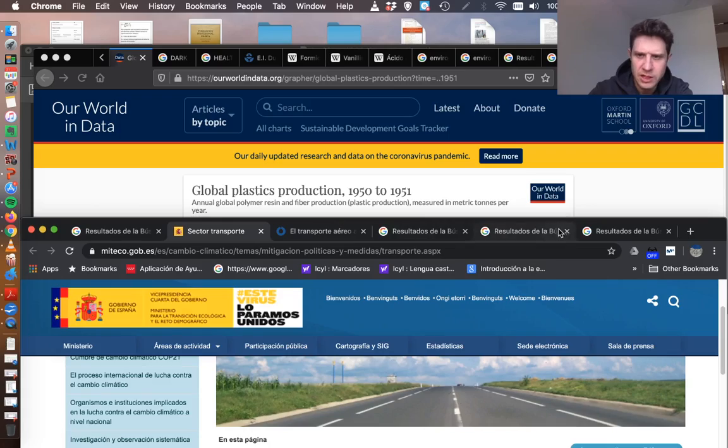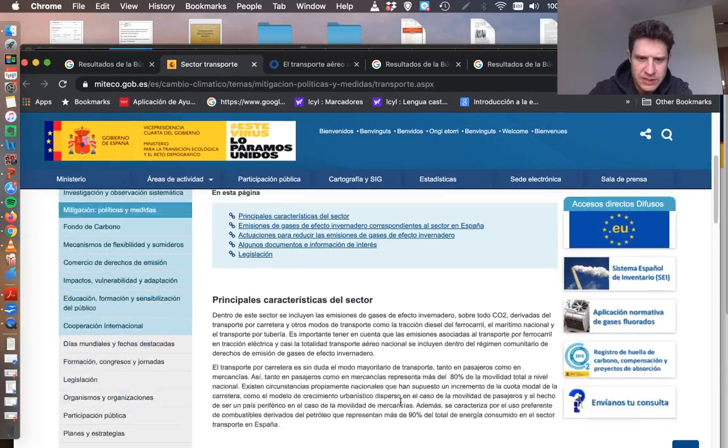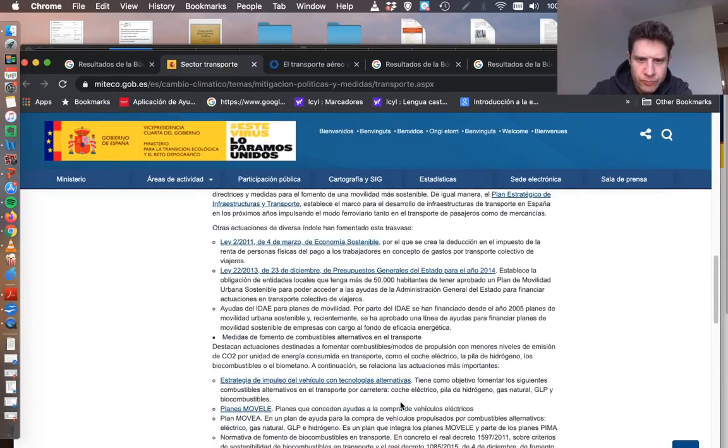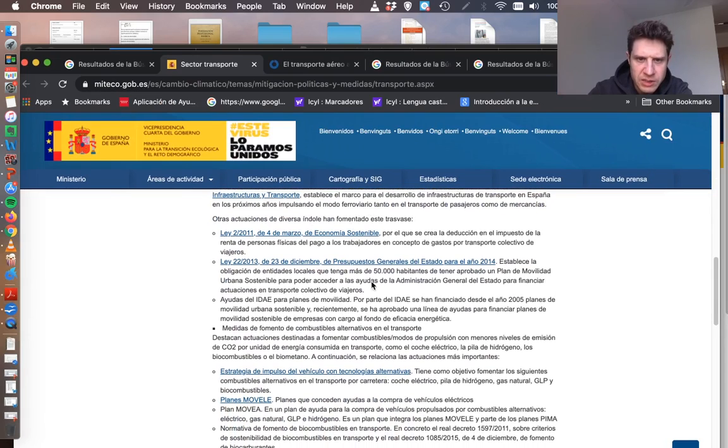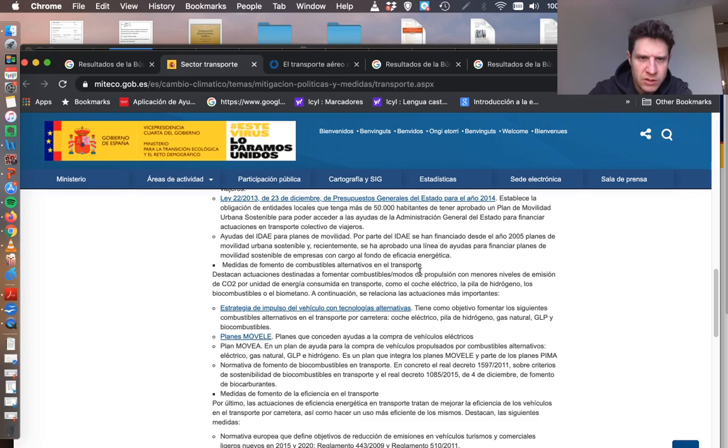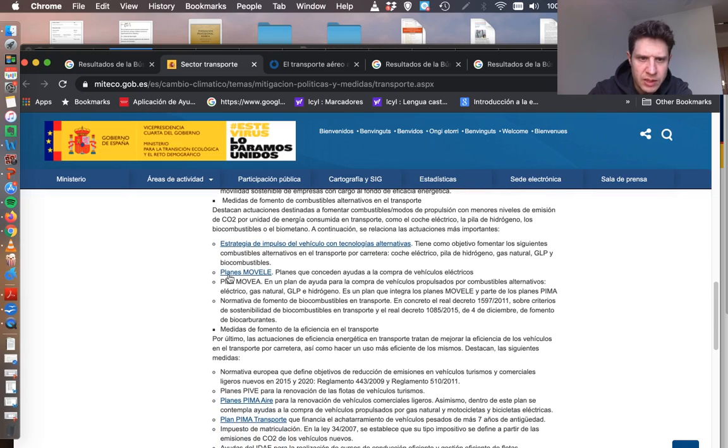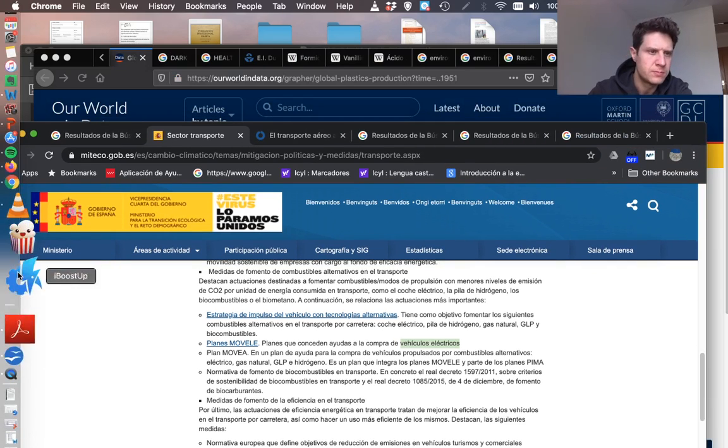So they are putting a lot of money to invest in economía sostenible, presupuesto general del Estado, planes Mobile, compra de vehículos eléctricos. So I hope we can improve that in the future.